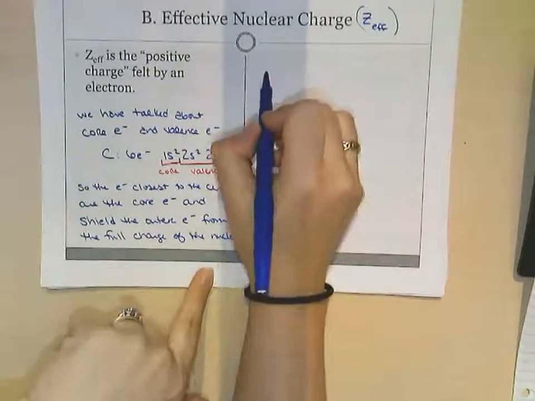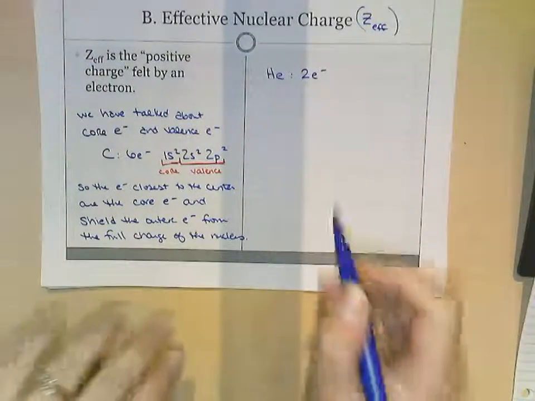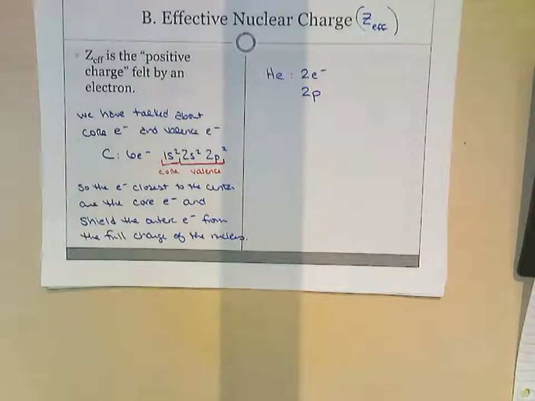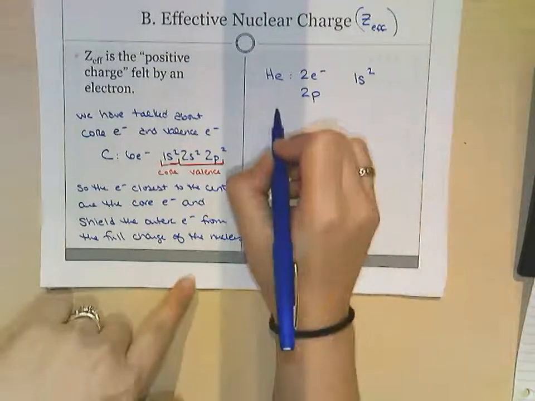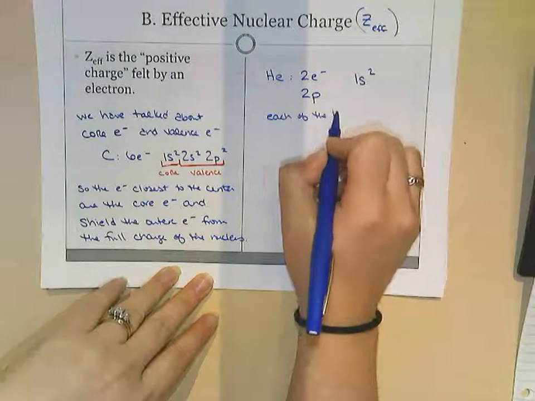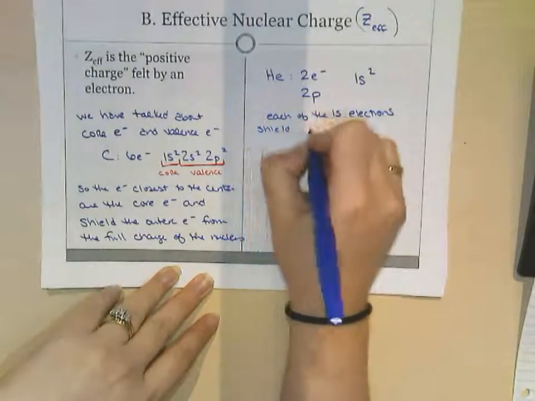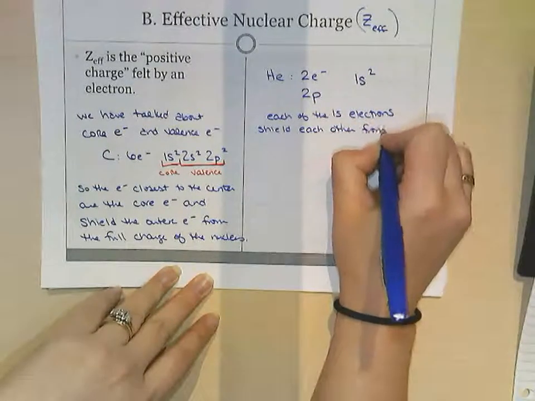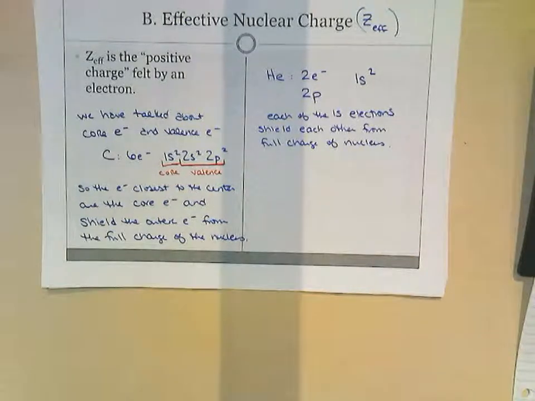So we'll take a look at an easier example other than carbon. We'll do helium. It has 2 electrons, and it also has 2 protons. What would be the electron configuration for helium? 1s2. So we have 2 electrons, both in the s orbital, both at the lowest energy level. Each of the 1s electrons shield each other from the full charge of the nucleus.